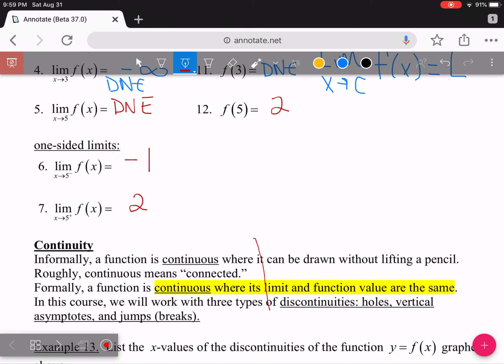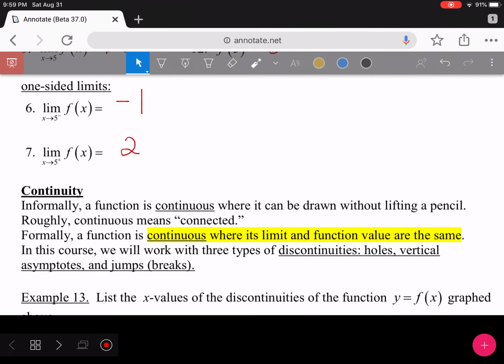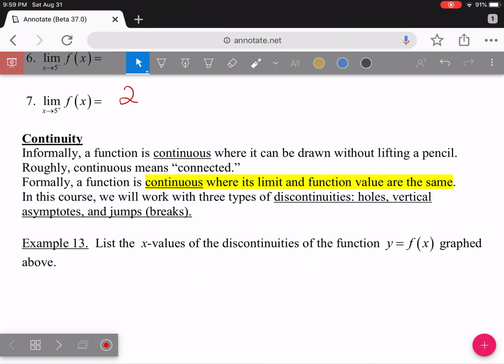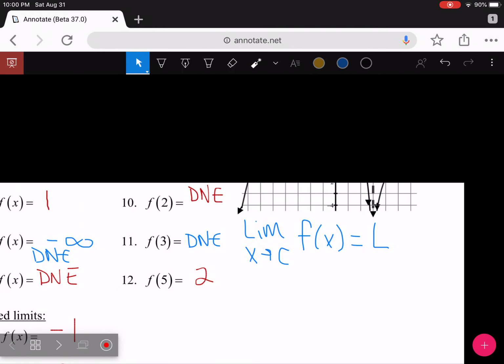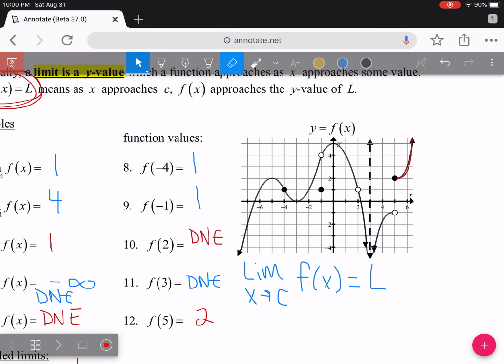So this brings up an interesting concept of continuity, which basically is whether or not a function is continuous tells us where we could draw that function without lifting a pencil. Okay, so continuity basically means the function is connected, right? So let's look at this like an informal way of thinking of this.